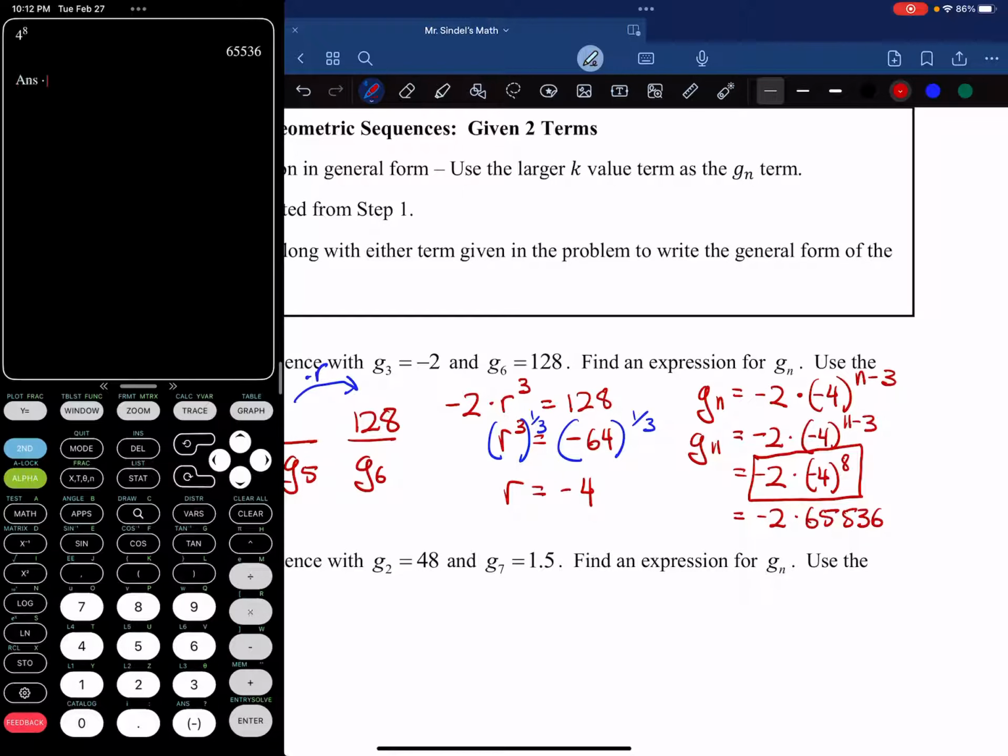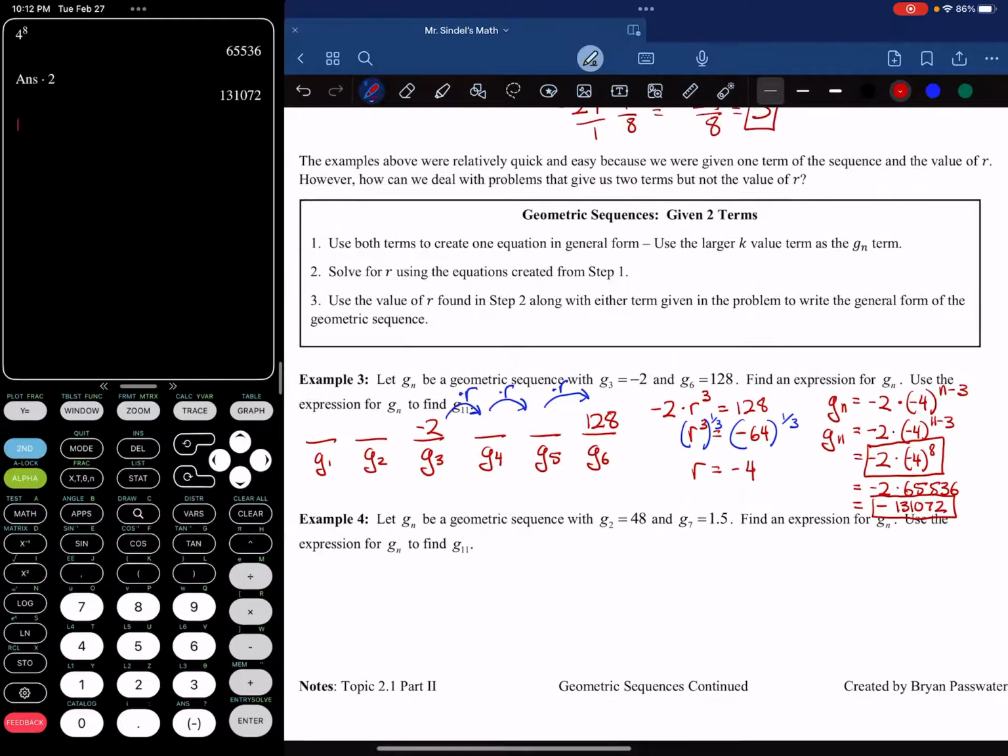65,536. And if I multiply that by 2 because I'm feeling lazy, it's going to be negative 131,072, which is my final answer after using the calculator and showing you how to use tools appropriately, right? That's a better way of saying that. I have a feeling that I'm going to use a calculator on this one. I'm just going to leave it up.